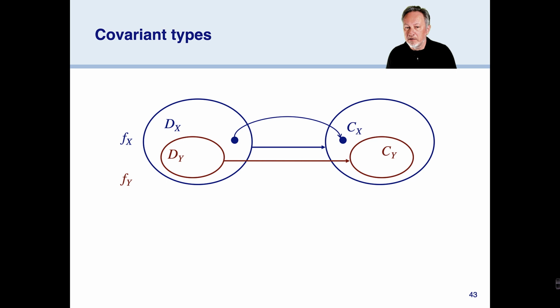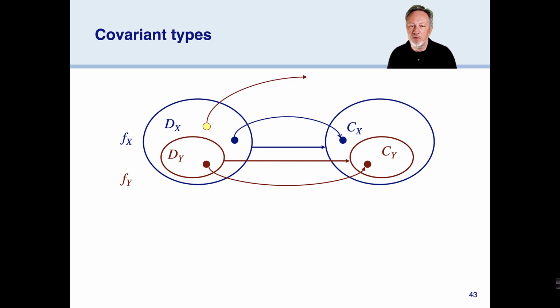Now, covariant types say that fy is going to be a subtype if dy is a subset of dx and cy is a subset of cx. So we could draw it like that. Looks pretty reasonable. However, we want these to be completely substitutable, right? So this mapping works.